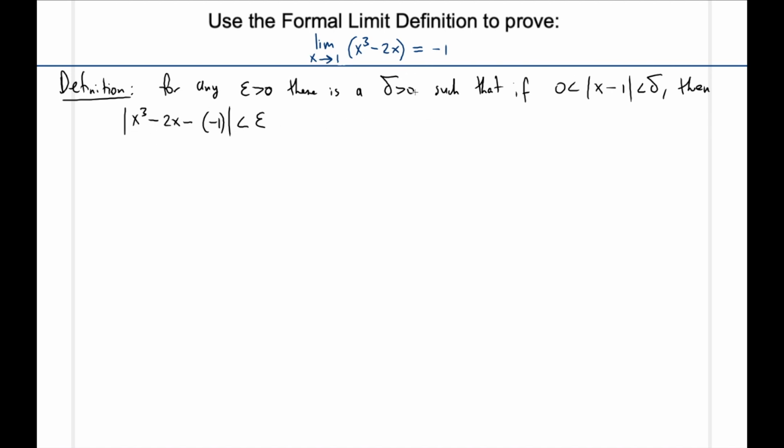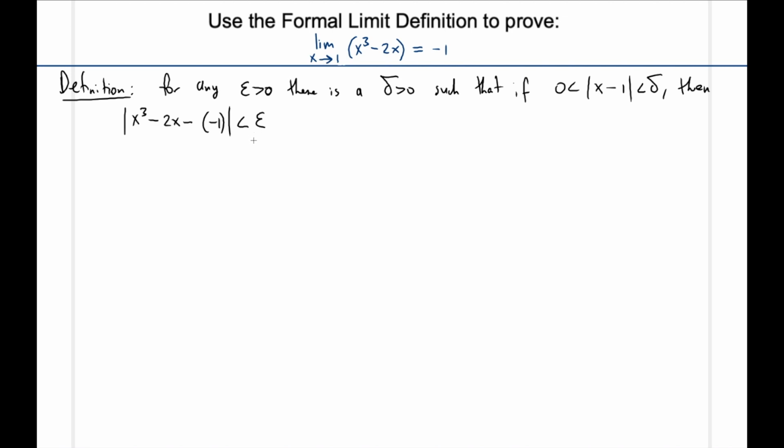The definition specific to this example is that for any epsilon greater than 0, positive, there's a delta greater than 0, also positive, such that if 0 is less than the absolute value of x minus 1, the approaching value of x, which is less than the delta, then x cubed minus 2x, the function, minus the limit value, negative 1, the absolute value of that should be less than that epsilon.